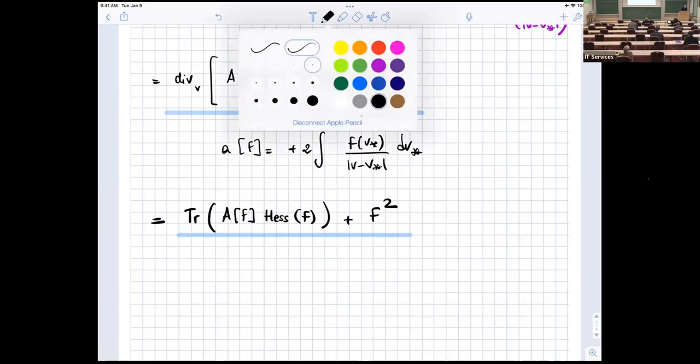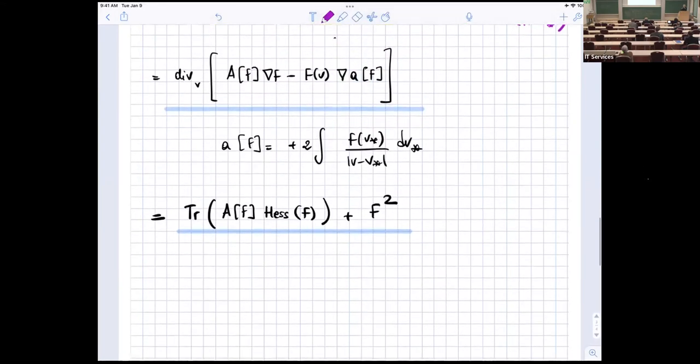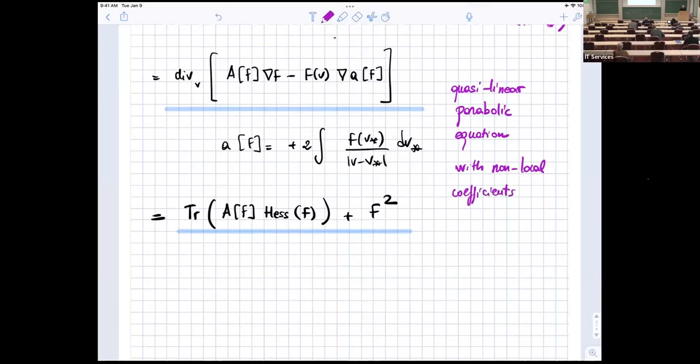So in any way, what we deduce from here, and something that perhaps was not clear at the beginning in the original formulation with this huge integral, is that the Landau equation is actually a quasi-linear parabolic equation with non-local coefficients and a quadratic nonlinearity.